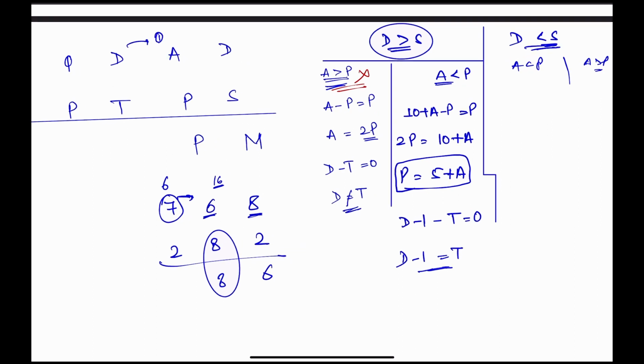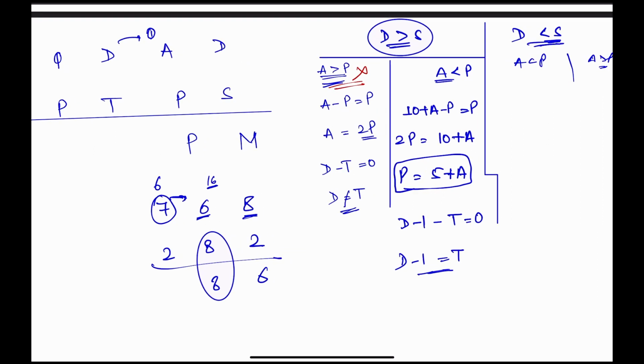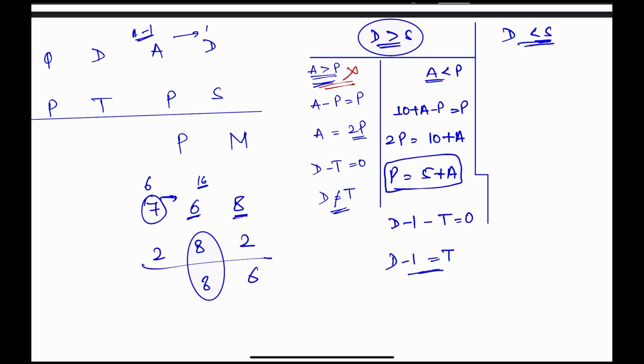So suppose if d is less, what will happen? If d is less, one carry will be coming. Okay, fine. So what will a be? A minus 1. So a becomes a minus 1. In this case, what is happening? A minus 1 minus p equal to p. So a minus 1 equal to 2p, right?